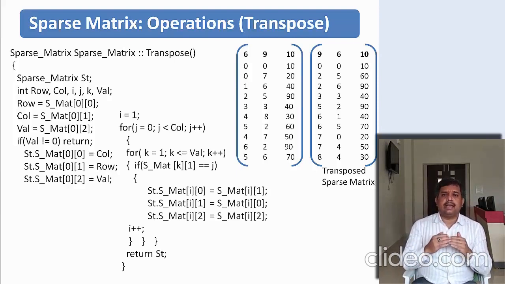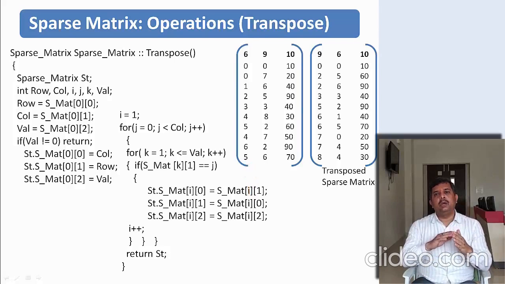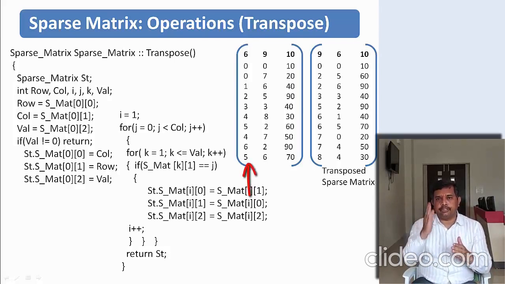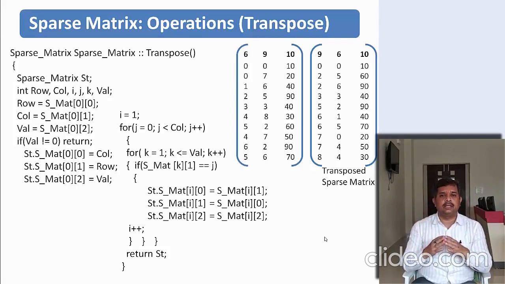So here with this algorithm, you can check that on the row of the initial matrix, all the data are sorted. Similarly, on the transpose matrix also, the first column is in a sorted order. So that is what we are going to do here. We will take I equal to 0, we will take J equal to 0 to number of columns, and we are taking one more variable K. K is 1 and K is less than or equal to val, K plus plus.